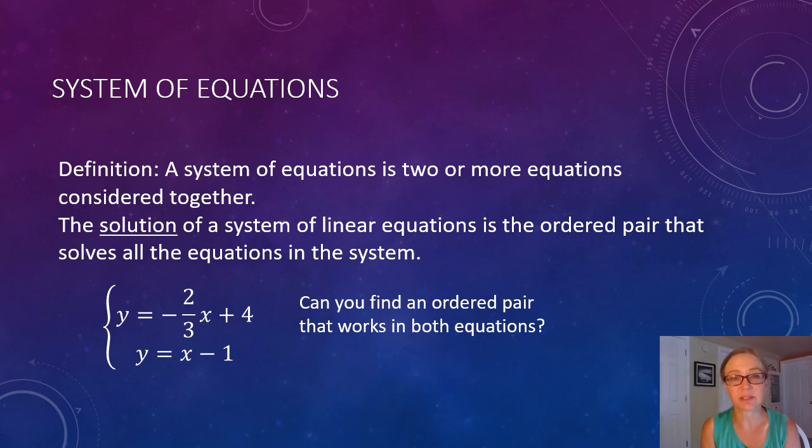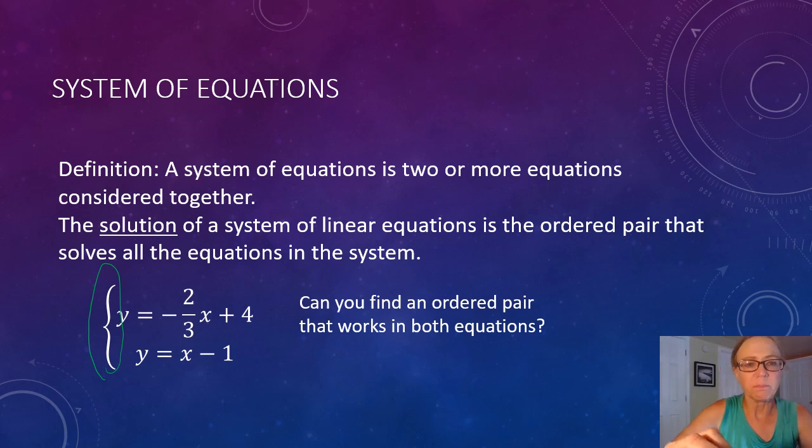The solution of a system of linear equations is the ordered pair that solves all of the equations in the system. So to solve an equation means when you plug the numbers in, everything works out and it's true. So take a look at the system I've given. It is customary to use that large brace on the left-hand side, and then to put all the equations in the system next to the brace. Now what we're looking for is an ordered pair that works in both equations.